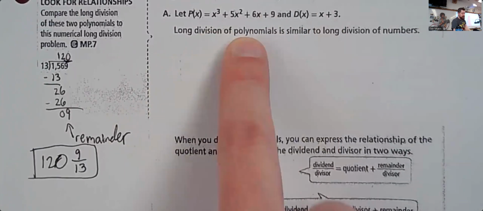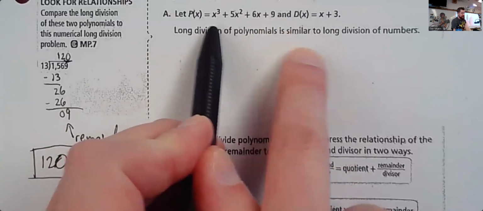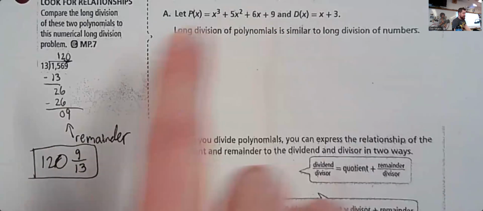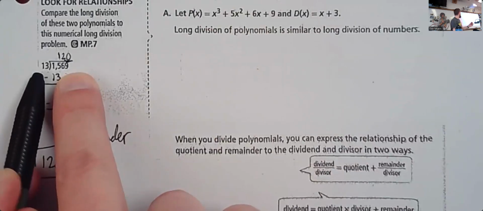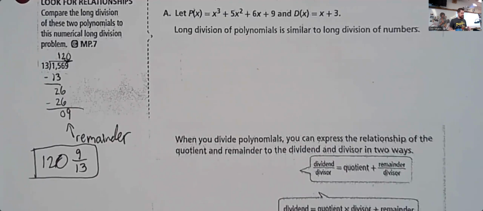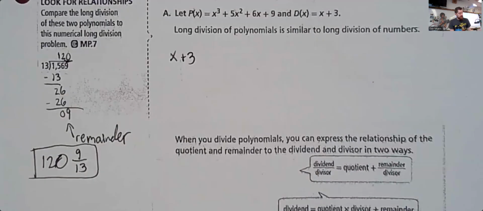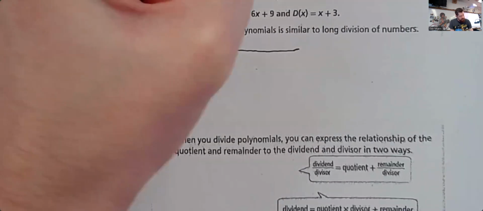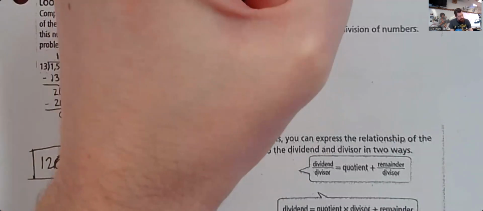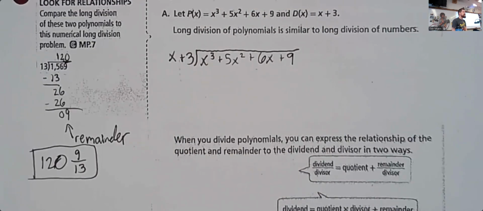So you can think of this big long polynomial as a number. You can think of x plus 3 as another number, and we're going to write the problem just like this one was already written. So you're going to leave a little gap because you need to write some answer parts on top of it. We're going to have x plus 3 here. So that is going to be our divisor, and then underneath the division symbol, the dividend, is going to be x cubed plus 5x squared plus 6x plus 9. This sets up exactly like regular long division.